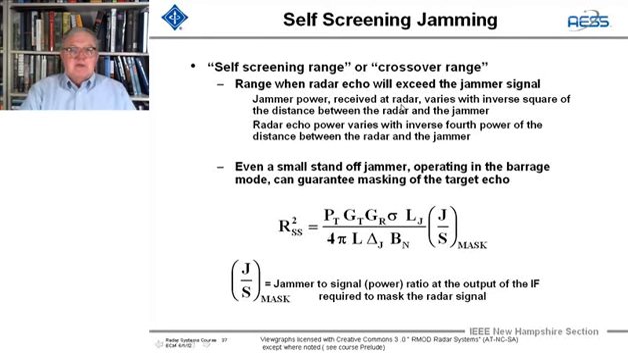Antenna power received at the radar. And because the jammer power varies with the inverse square of the distance between the radar and the jammer, and the radar varies with the fourth power, that's why this is an R-squared dependence.